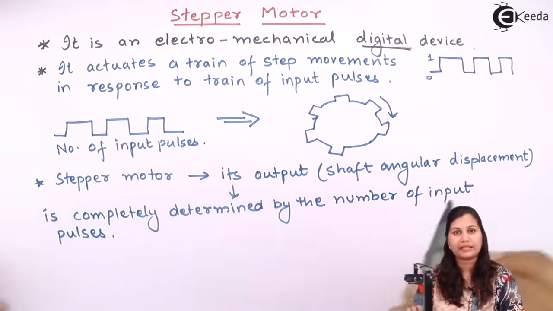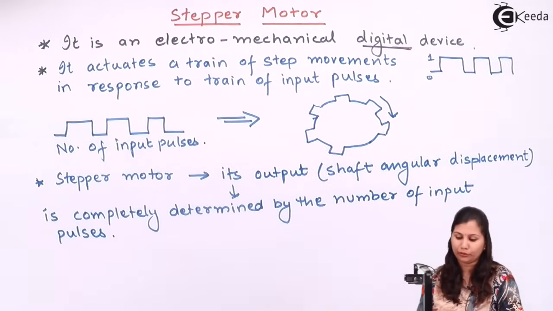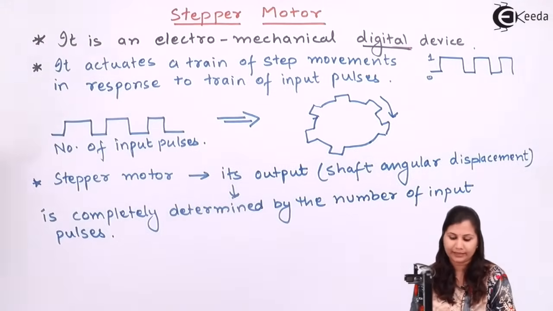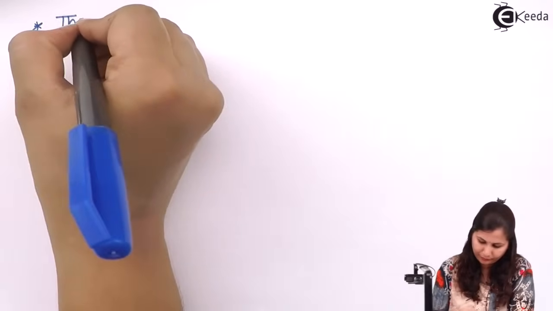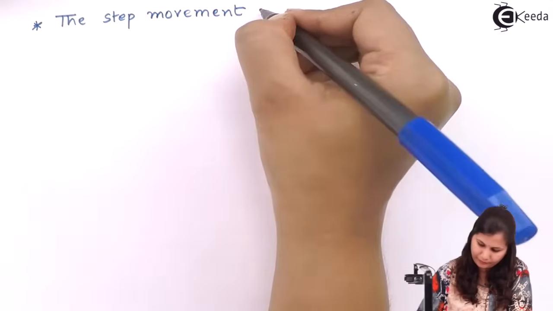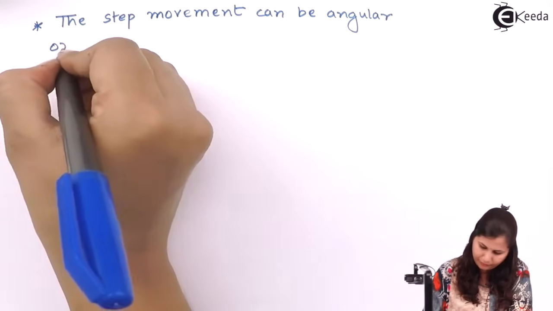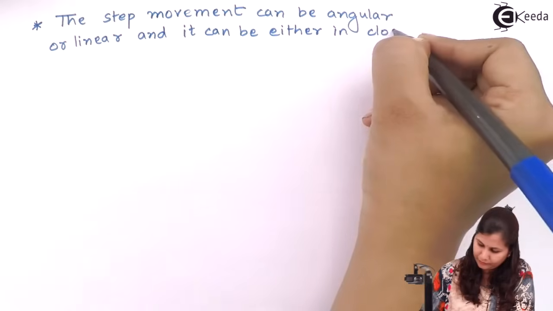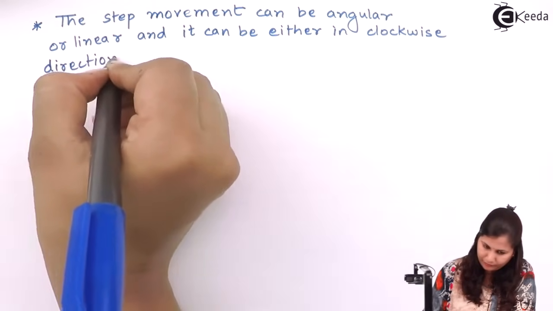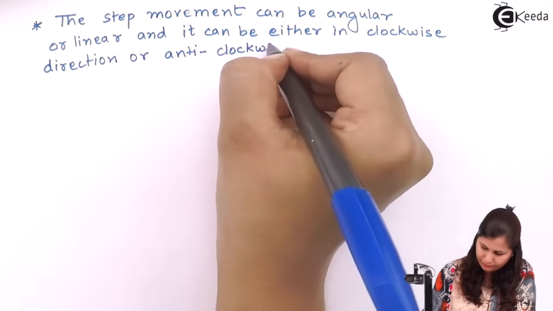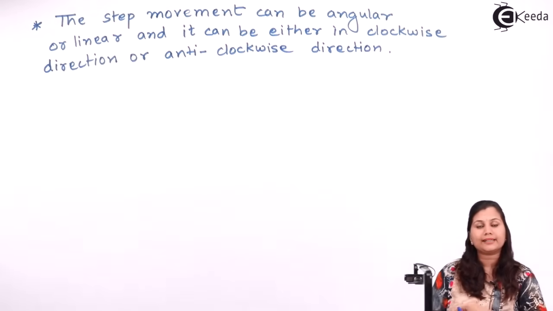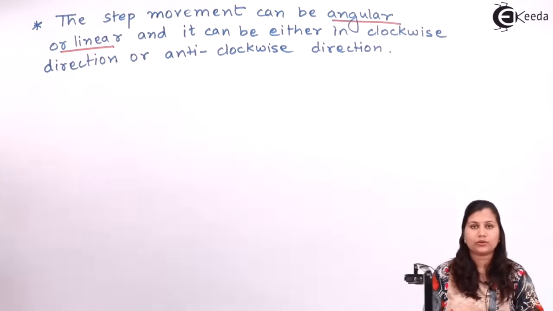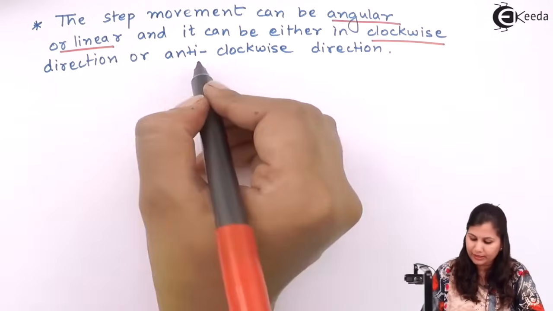Now this angular displacement of the shaft can be linear or it can be rotational, and also it can be either in the clockwise direction or in the anti-clockwise direction. That is the movement of the shaft. It can be angular or linear, and also it can be either in the clockwise or the anti-clockwise direction.